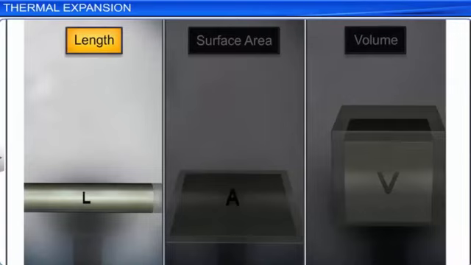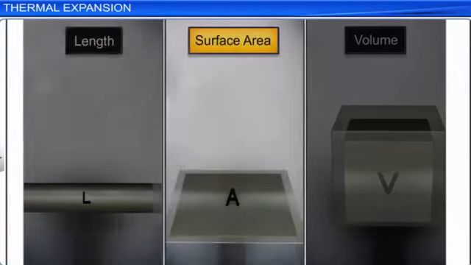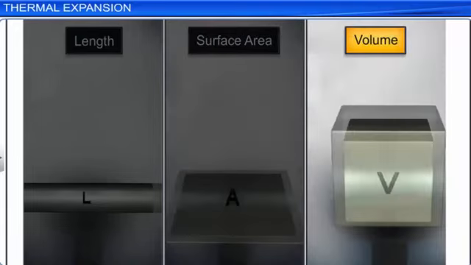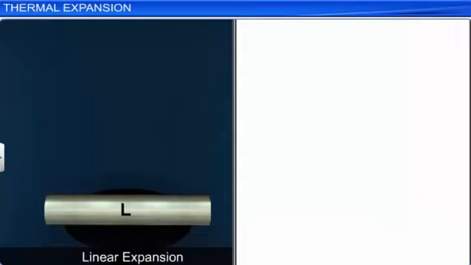Expansion along length is defined as linear expansion. Expansion of the surface area of a solid is called areal expansion, and expansion of its volume is called volume expansion or cubical expansion. Let us consider a thin metal rod of length L at a temperature T.